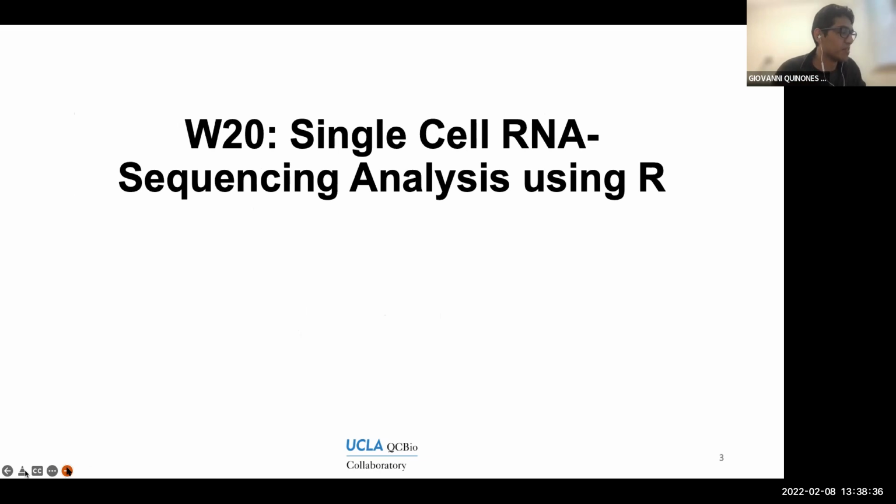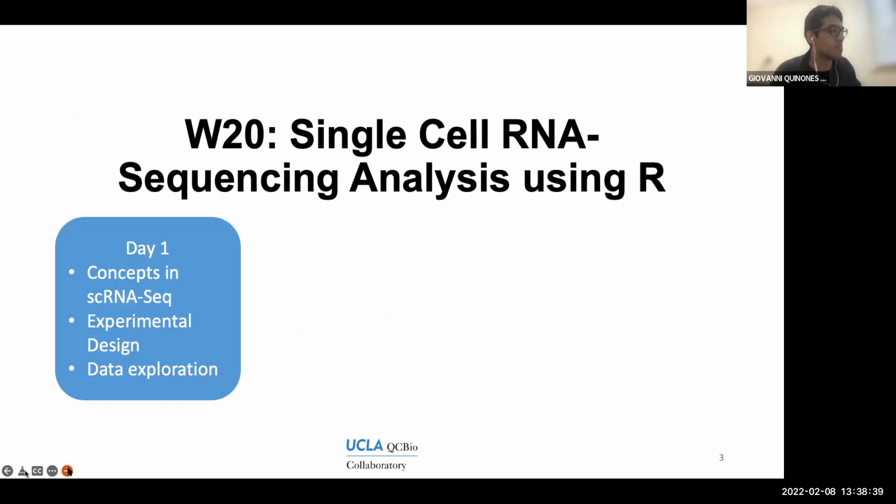The structure of this workshop in terms of material: this workshop is 3 days long. On the first day, what we're going to cover are some concepts in single-cell RNA sequencing, some concepts in the experimental design, and we're going to conclude with some data exploration. Today is going to be a little more on the theory side of things. We're going to learn some of the pros and cons of single-cell RNA sequencing, and we're also going to take a look at the different types of data that we're going to be working on.